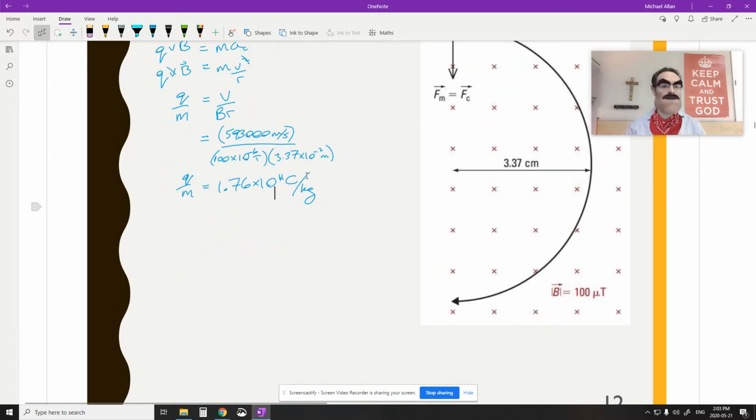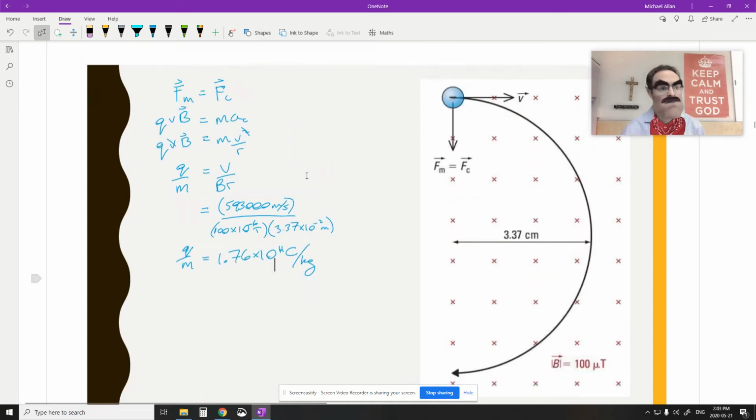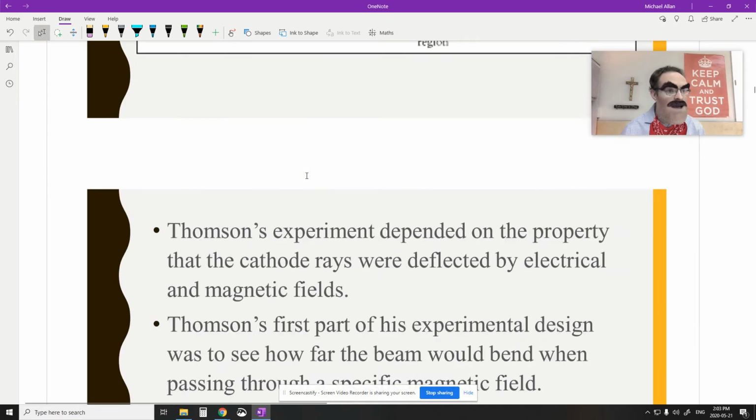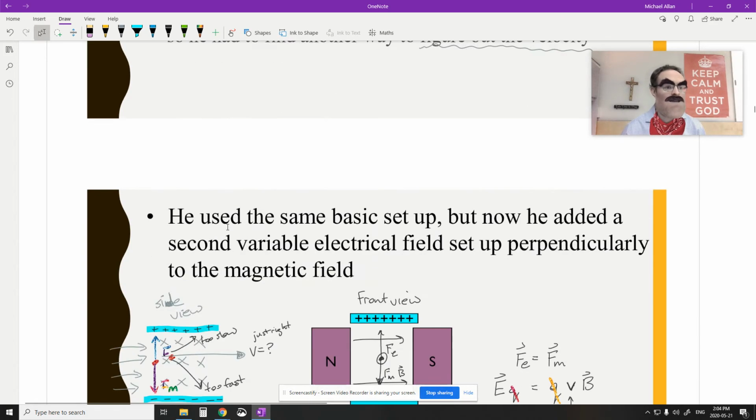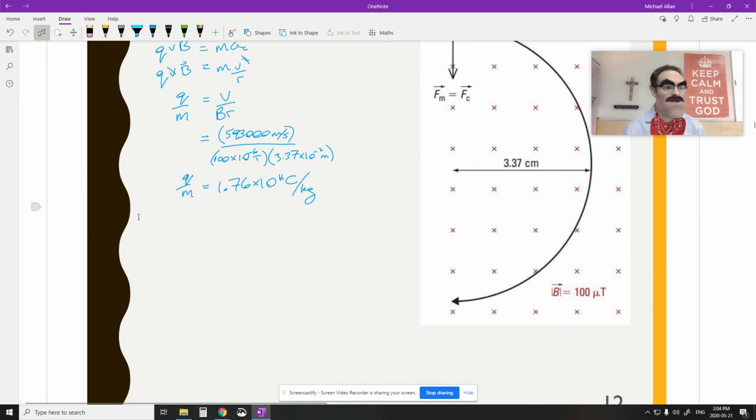You keep on doing that. Keep getting these charge to mass ratios, and you'd always get the same charge to mass ratio. Then you'd change out the metal that's in the cathode over here. All right, maybe change that to gold, silver, aluminium, copper, whatever. Repeat the experiment again, and you'd always get the same charge to mass ratio.